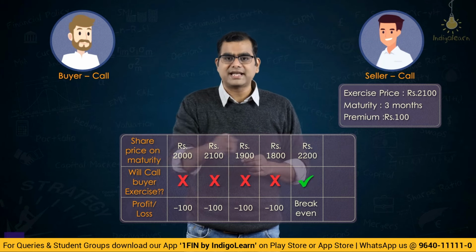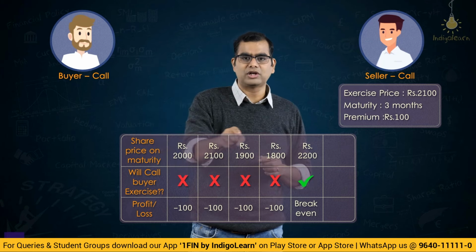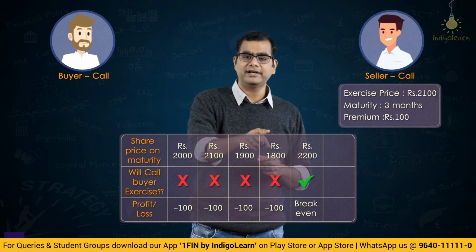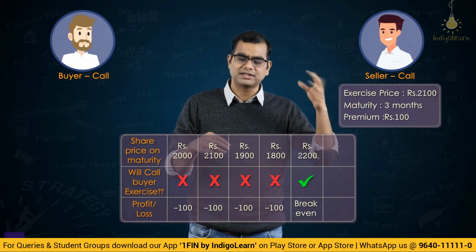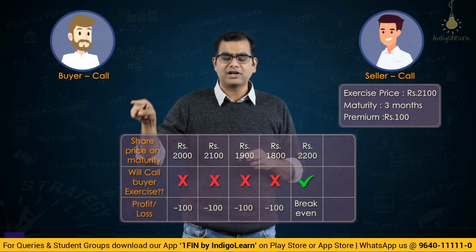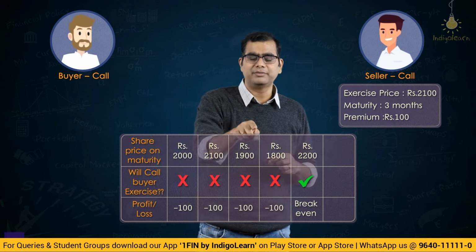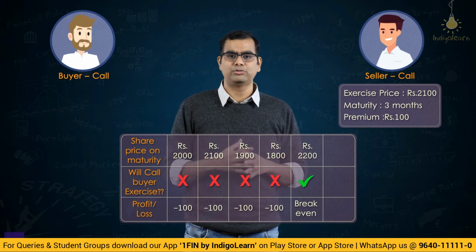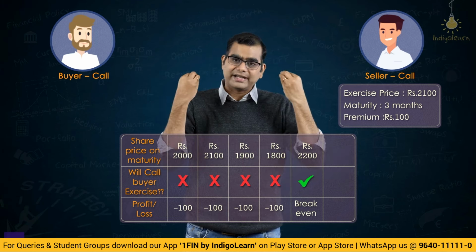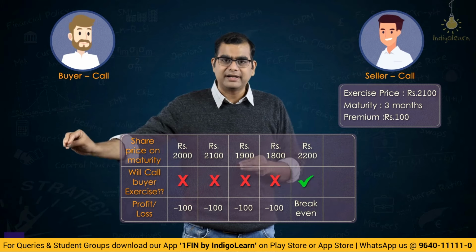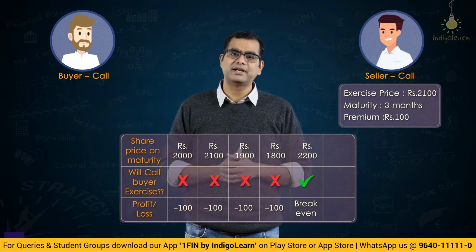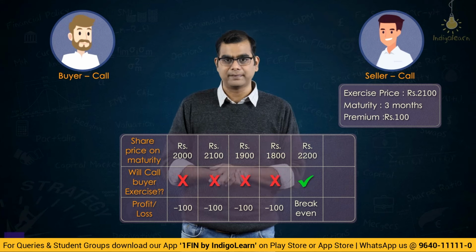So, in all these cases, 1800 to 2100, you initially paid 100 rupees, you lost that money. You are okay, it is a sunk cost. Your profit or loss on the contract is minus 100 rupees because you are not exercising your right to buy and you are leaving it as such. The contract, you are letting it expire. So, from 1800 till 2100, your loss is minus 100. What is this minus 100? The initial premium that you have paid.